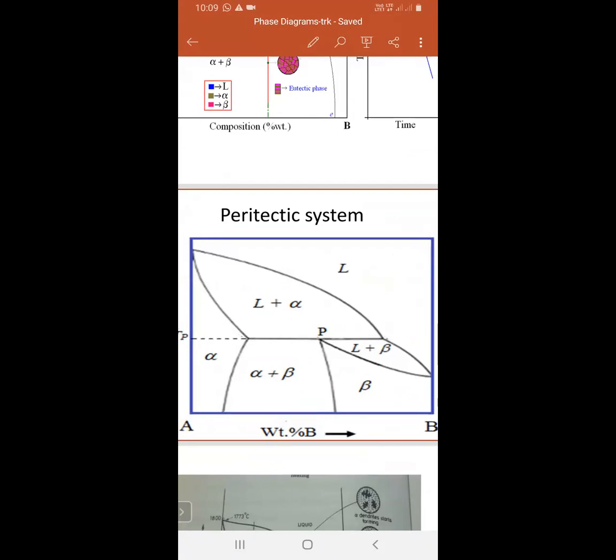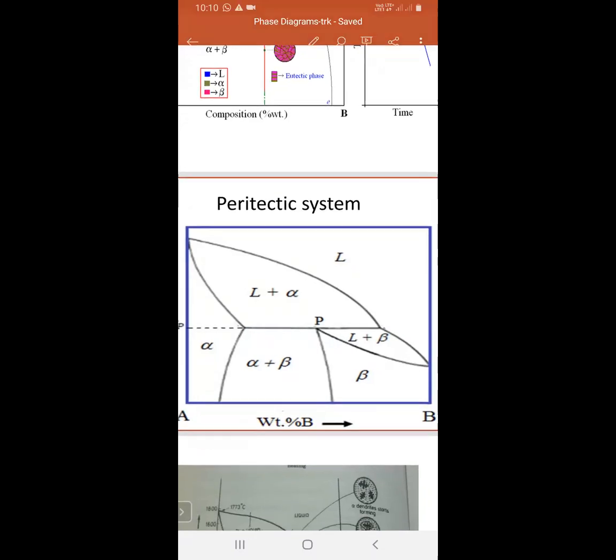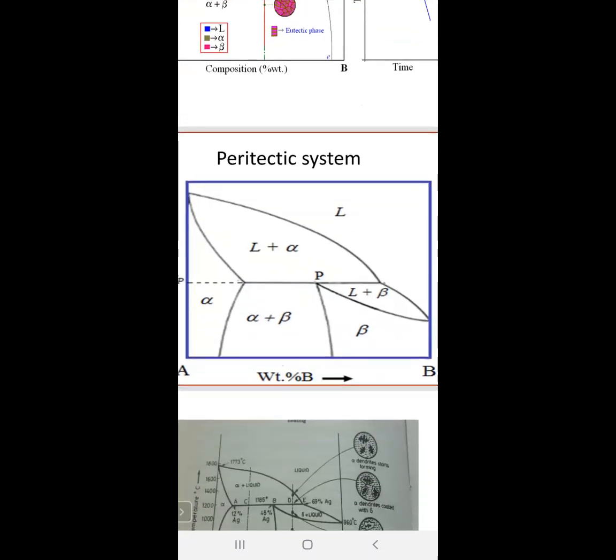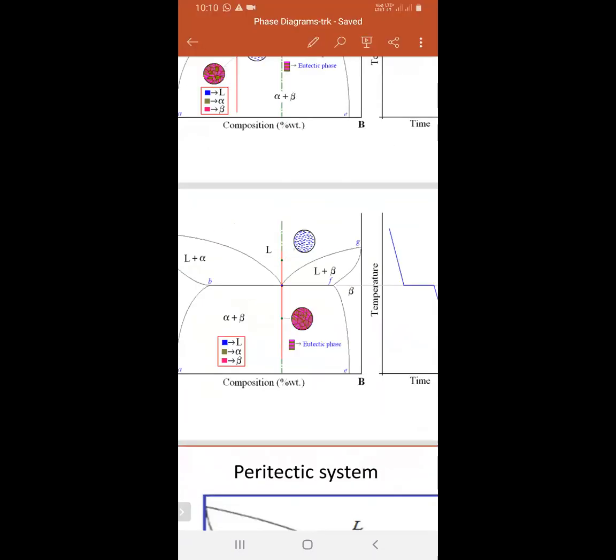It forms one solid phase. Which is the solid here? Here beta, a single phase. These two, liquid and alpha, transformed into one single phase, that is the beta. This is the entire peritectic system, an invariant reaction.